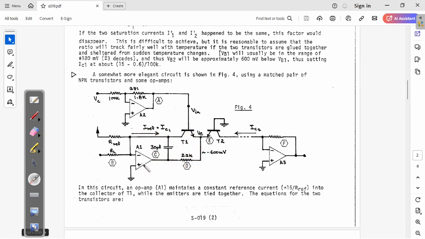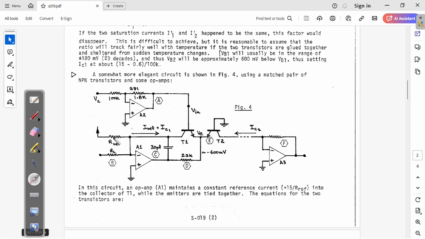So if you have a feedback loop, it means that the non-inverting input is going to be at the same voltage as the inverting input. So here we are also at 0. Okay, so here we have 0, and this is the supply voltage. Here he is using 15 volts, so this is basically the positive battery. This is 15 volts, this is 0 volts, and you have your resistor Ref.